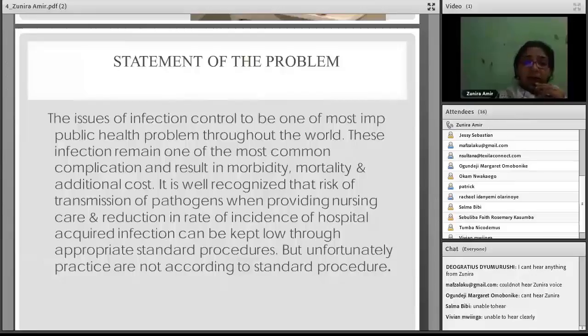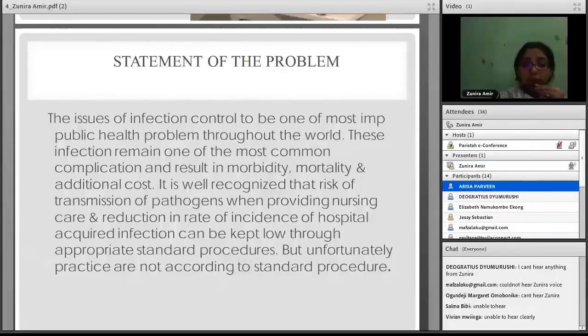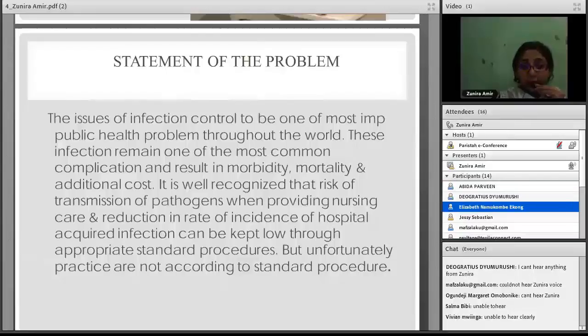The problem statement: infection control is one of the most important public health problems throughout the world. These infections are among the most common complications, resulting in morbidity, mortality and disease cost. It is well recognized that the risk of pathogen transmission while providing nursing care, and the rate of hospital-acquired infection, can be kept low by following standard procedures, but unfortunately the practice is not according to the standard procedures.